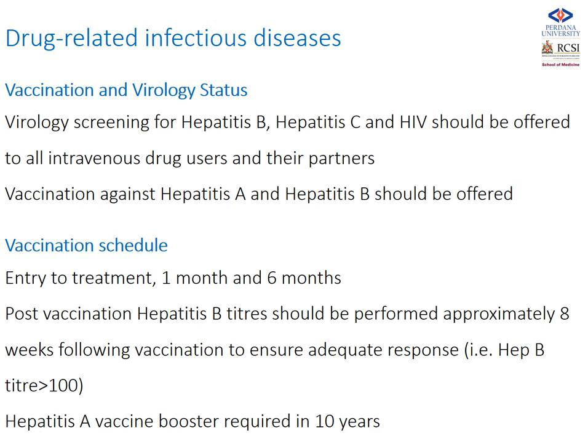Virology screening for hepatitis B, C and HIV should be offered to all IVDUs and their partners. And vaccination against hepatitis A and B should be offered. The schedule is on entry to treatment and then 1 month and 6 months later. Post-vaccination hep B titer should be performed approximately 8 weeks following the original vaccination to ensure adequate response, and you should have a titer of more than 100 units. Hepatitis A vaccine booster is required every 10 years.